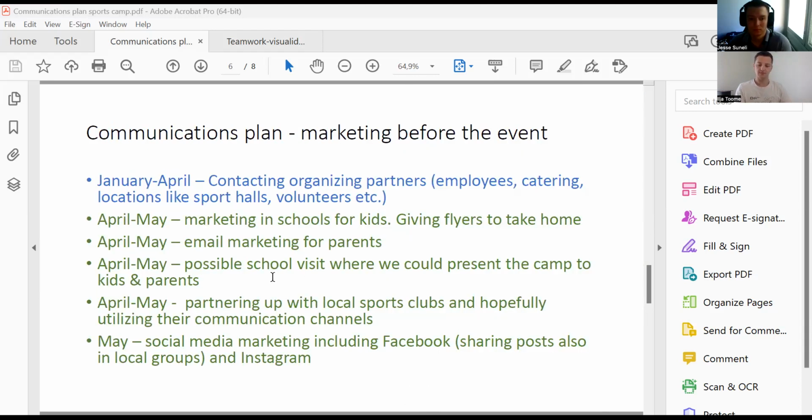We will of course start with the organizing partners, trying to figure out who will be working at the camp, what's the catering, do we need to book locations, do we need volunteers for the events. So almost all of the communications in the beginning are with the organizing partners. With those partners, we have also created the ads. We know what we are doing. It's time to start marketing outside our own small organization. These are not in a way the best or anything. These are just different things that we could do.